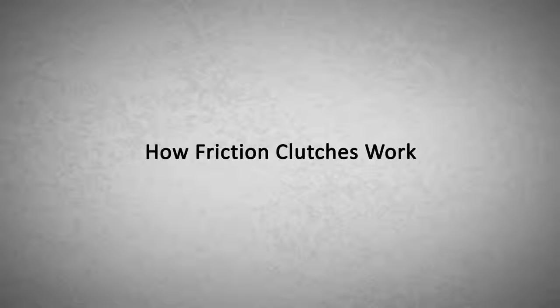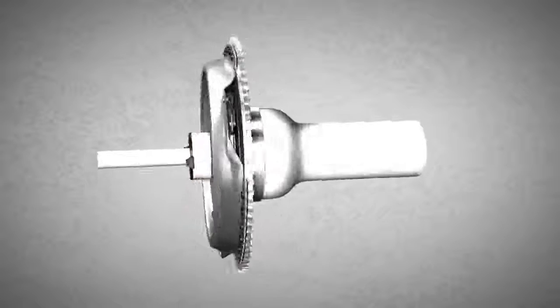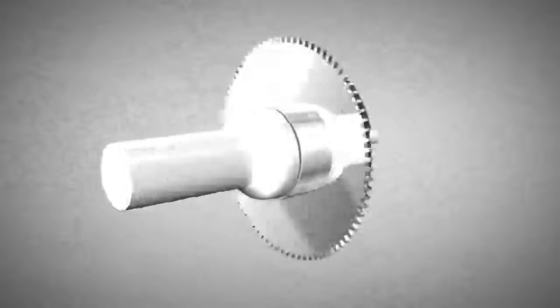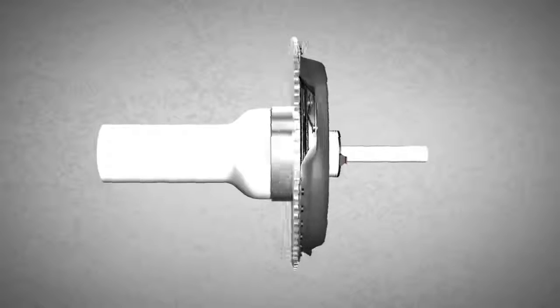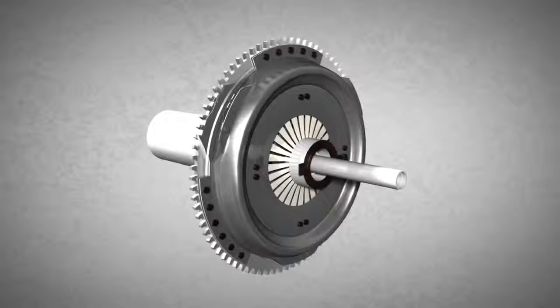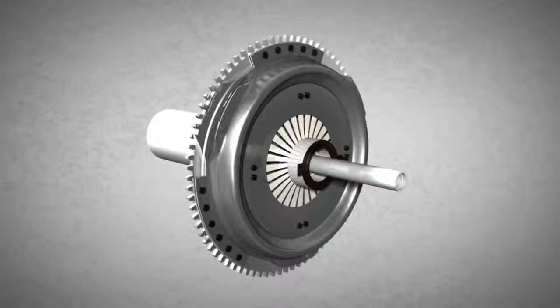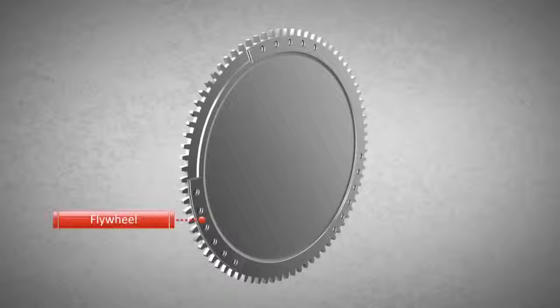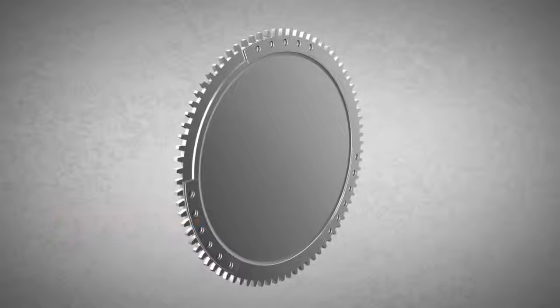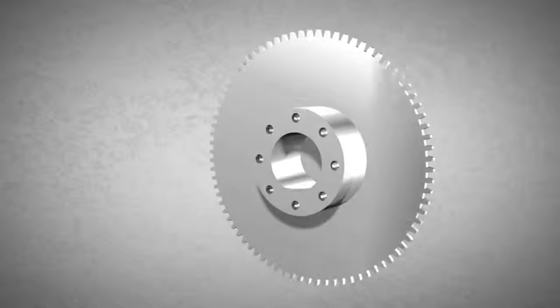Vehicles of today normally use a clutch to transmit power produced by the engine to the gearbox. The vast majority of cars and motorcycles rely on dry friction clutches, which will be explained in this animation. One of its components is the flywheel. The flywheel is connected to the engine through the crankshaft.